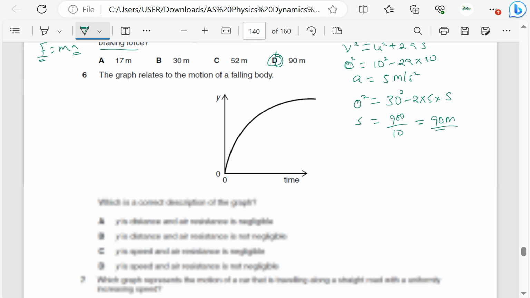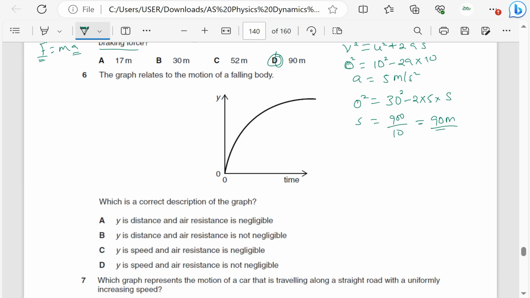So which is a correct description of the graph? So it is a falling body. We know for a falling body, if the graph is becoming horizontal, there are two things. Either the air resistance is becoming equal to the weight, so y could be force due to air resistance, where it is becoming equal to the weight, or y could be velocity, where it is becoming constant, the body is reaching terminal velocity. So which is the correct description of the graph?